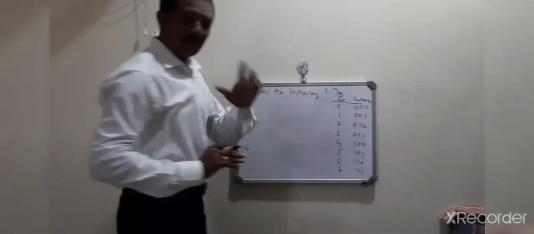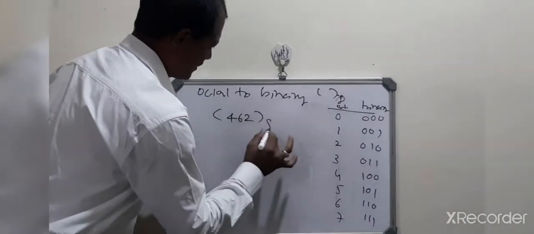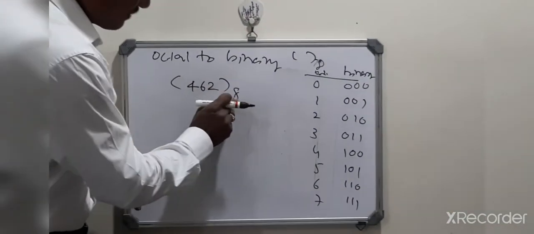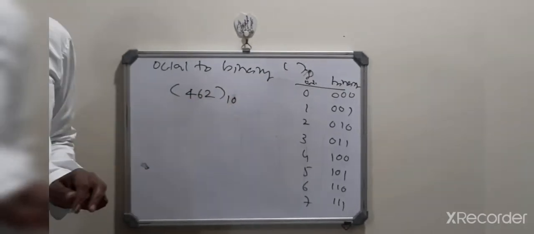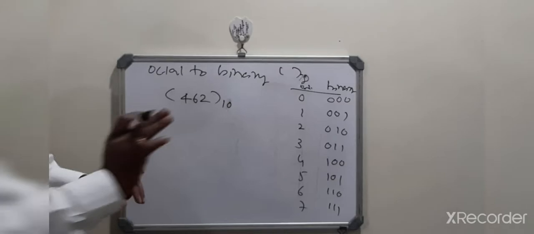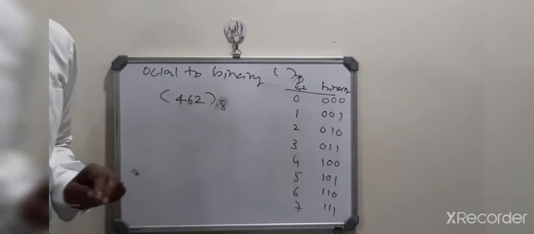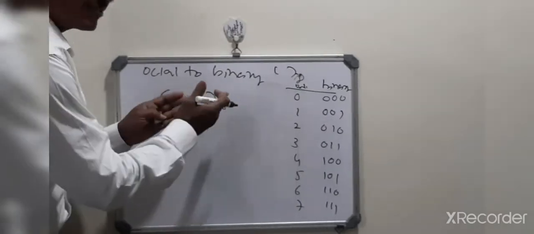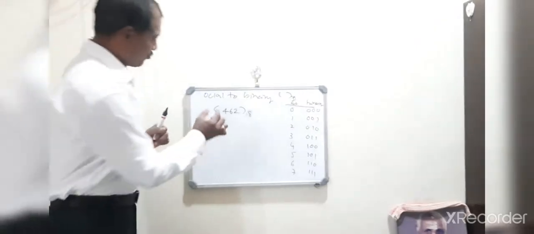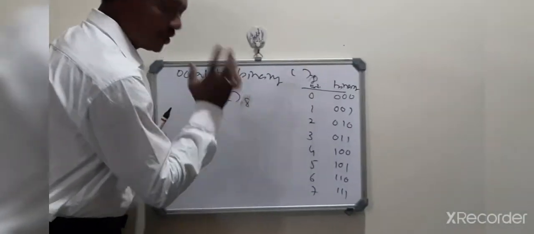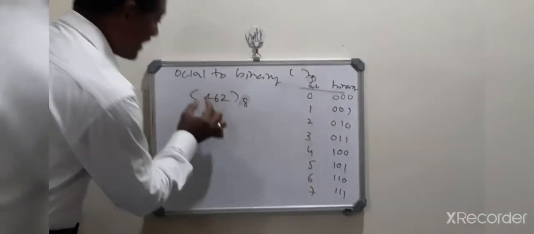Now you will understand the equivalent binary number for an octal number. I am going to take an example, 462. It is an octal number if I write 8 here. If I write 10 here, it is a decimal number. We are not discussing decimal numbers here; we are converting the octal number into a binary number. You can take the digits from right to left or left to right. How many octal digits are there? 3. 4 is one octal digit, 6 is one octal digit, and 2 is one octal digit.